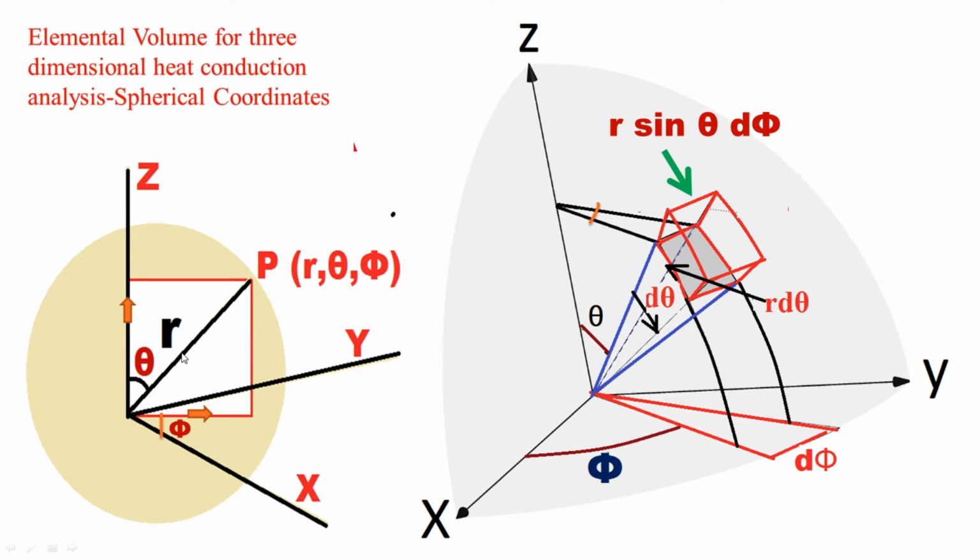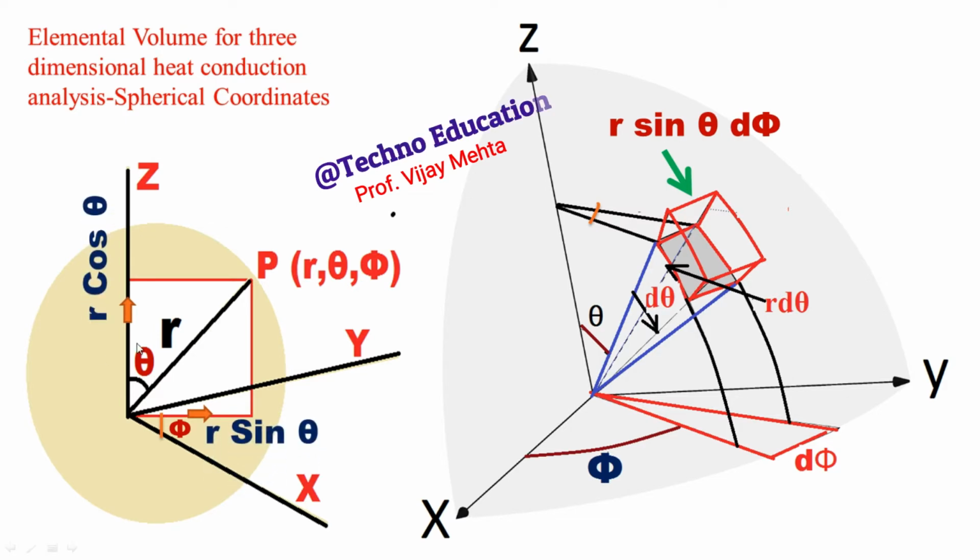Here you can see that this radius will make angle theta with z axis, and we know that the term which makes the angle with the reference line is called the cos term, and the remaining term is called the sin term. So this radius makes the angle with positive z axis. Whenever we resolve the component, this is r cos theta and this is r sin theta. So this is r sin theta, and this is also r sin theta.